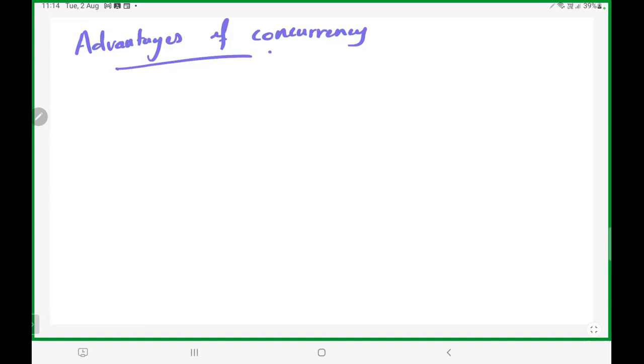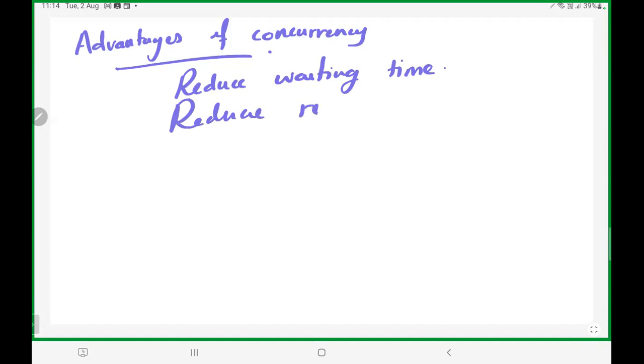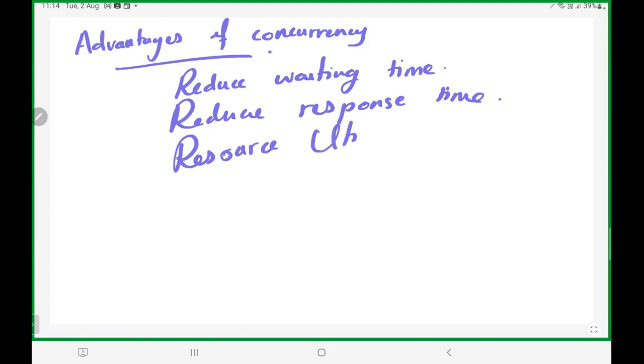Save time, low cost. Very good. They can reduce waiting time. We can reduce response time. Resource utilization will be high.